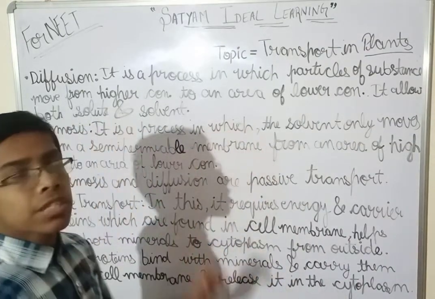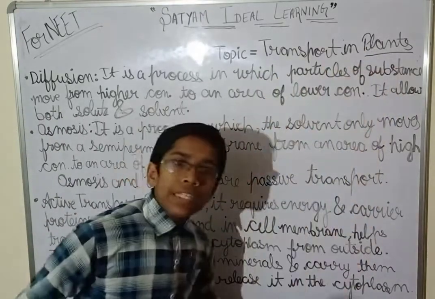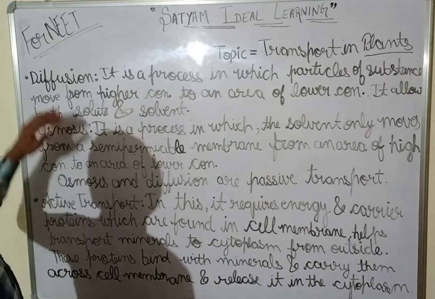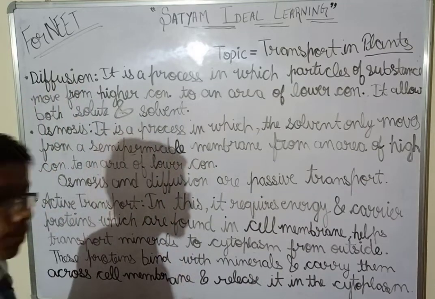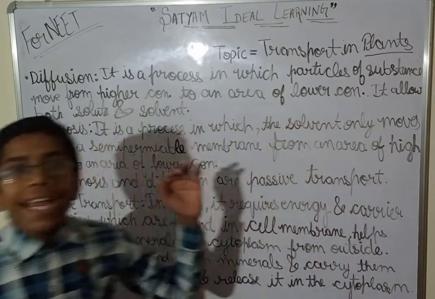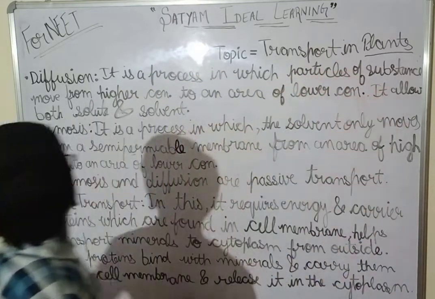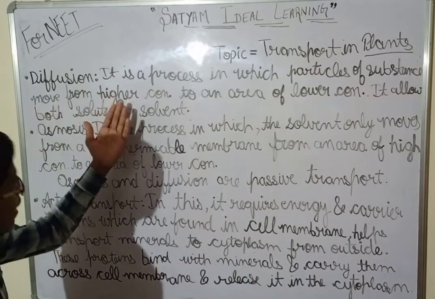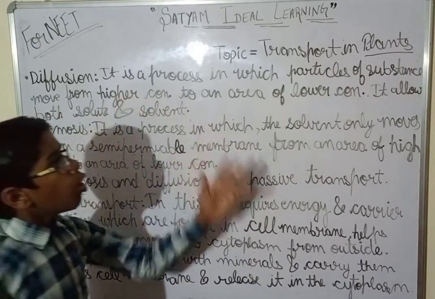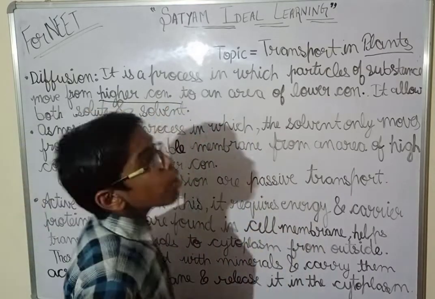Okay, focus. So transport in plants is our topic. Now, at the very first, diffusion. What is diffusion? It is a process in which particles of a substance move from an area of higher concentration to an area of lower concentration. Remember this thing, it is very important.